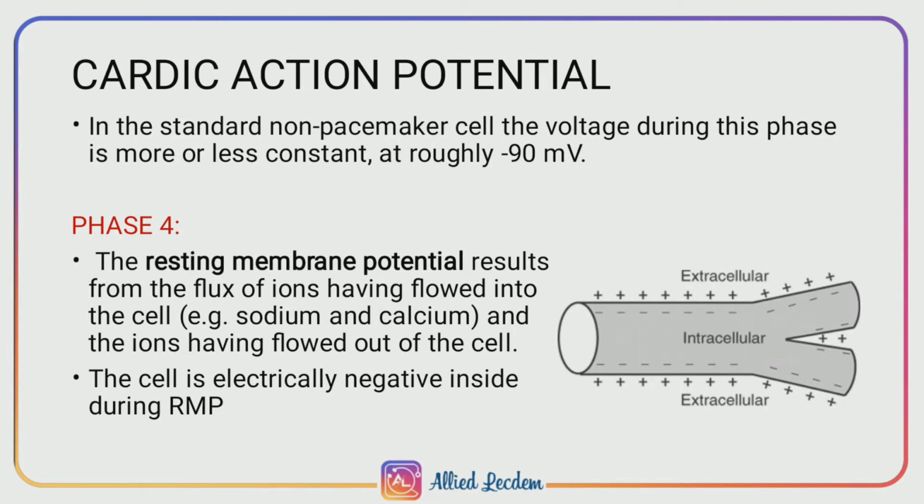When the cell is in resting stage, which is phase 4, called resting membrane potential, the cell is more or less constant at roughly minus 90 millivolt, which is the threshold value. The cell is electronegative during resting membrane potential, and the cell waits for an impulse to change into the next phase.